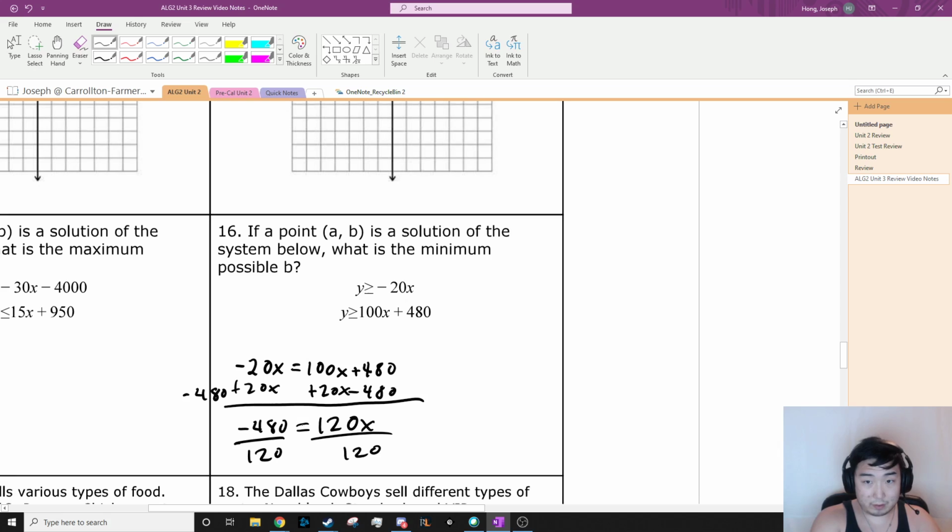Then this would be negative 4. X equals negative 4. But that's not my answer. My answer is asking me for the possible b, but in this case, b is right here. So really, I'm looking for y. Because I know in an ordered pair, this is really x comma y. I found x. I need to find y.